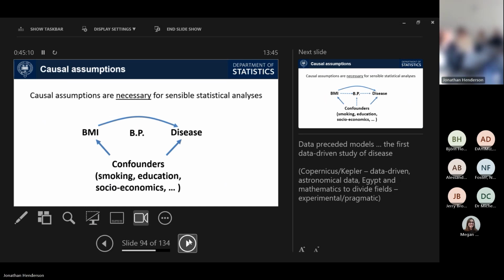Okay. Who thinks I should include blood pressure in the model? Any yeses? Any no's? Any more nuanced answers? Yeah. Well, I mean, it depends.